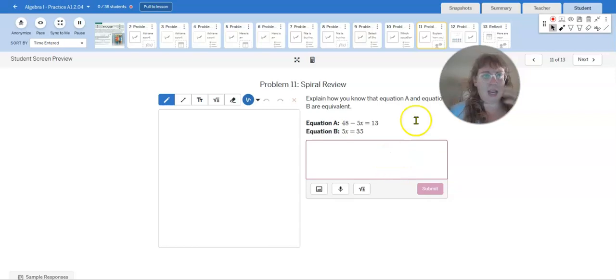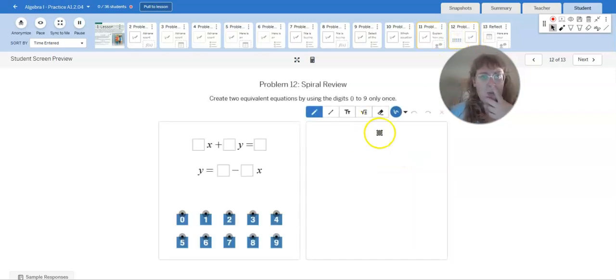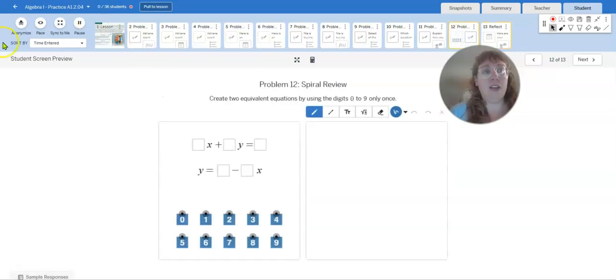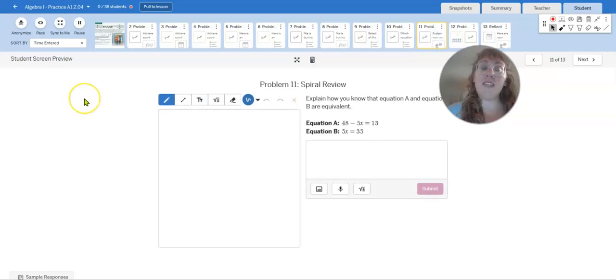I want you to try 11 and 12 on your own. Try your best. And then 13 is the reflection slide telling us how we did. And make sure to submit this into Schoology when you are finished. Nice job, friends.